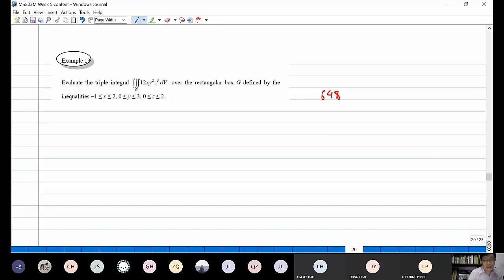Okay, find the triple integral of 12xy squared z cubed dV over the rectangular box G defined by x from -1 to 2, y from 0 to 3, and z from 0 to 2. So what is this box here? If you try to draw it, we have x, y, z axes.